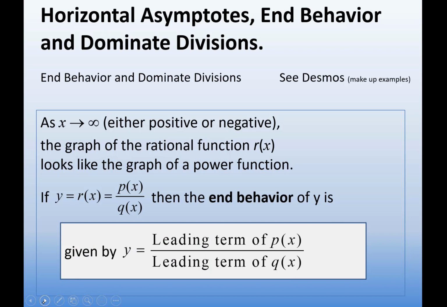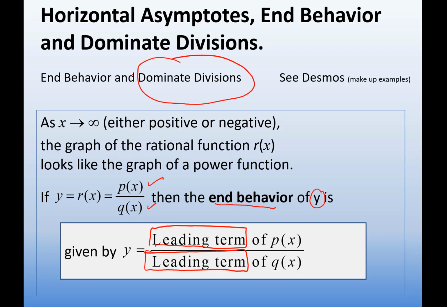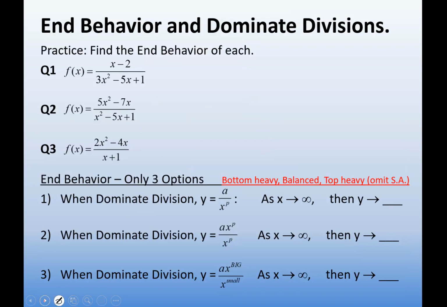So if you have a rational function, a polynomial on the top and a polynomial on the bottom, the end behavior of y is determined by a division. It's a division of the leading terms. It's just the leader on the top and the leader on the bottom that decides how y will behave. Sometimes we call it the dominant division, where we're dividing the leading terms. Let's do some examples so you can see what I mean.